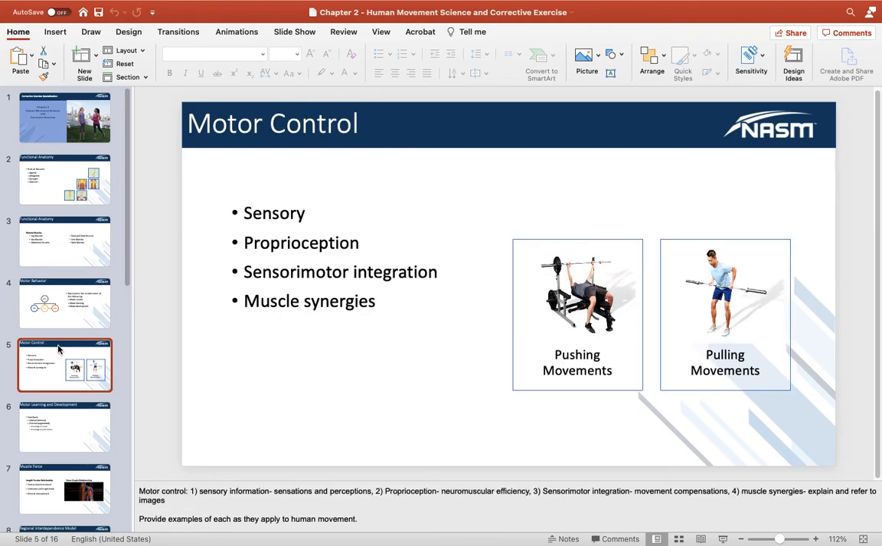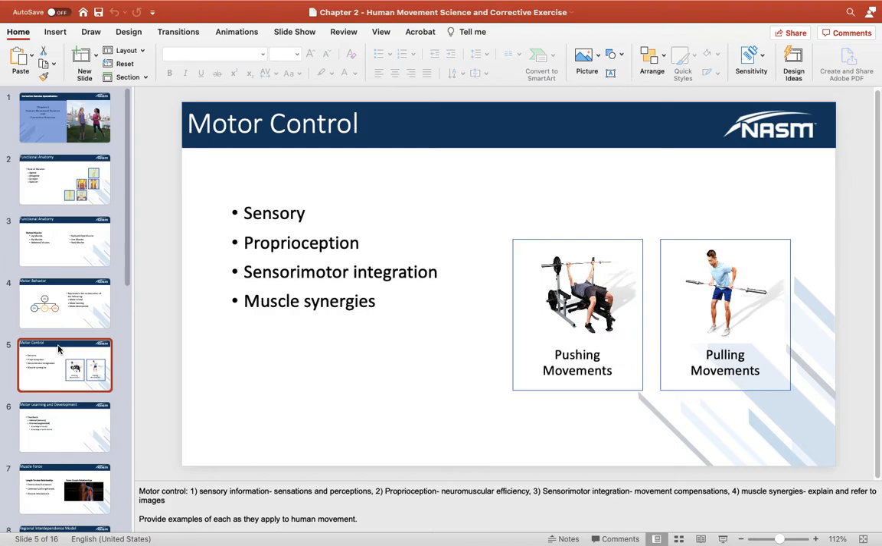So with motor control, if we're talking about pushing and pulling movements, we're talking about sensory information. The external environment and even the internal environment, you're sensing specific information, things that you're able to feel, things that are being sensed from the outside environment. It could be anything as simple as temperature. Whereas then you work into that proprioception part of everything, and that's where we talk about neuromuscular efficiency.